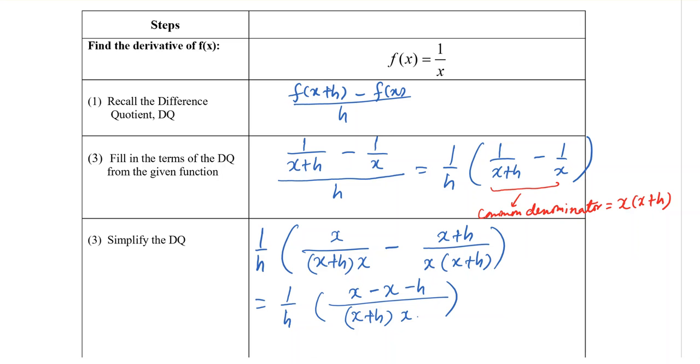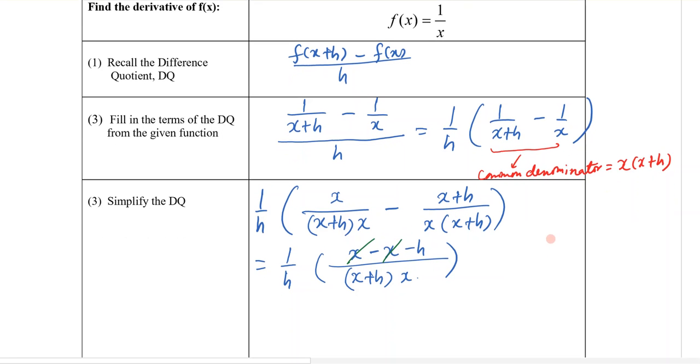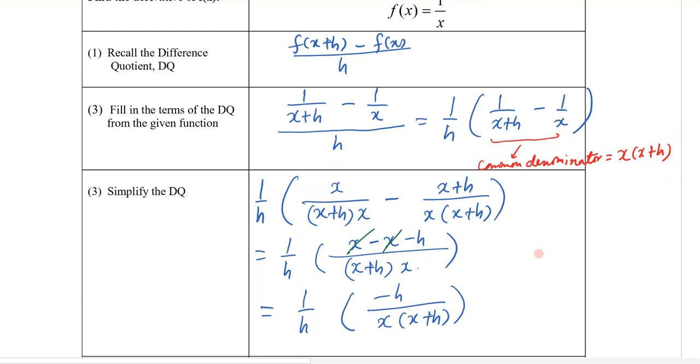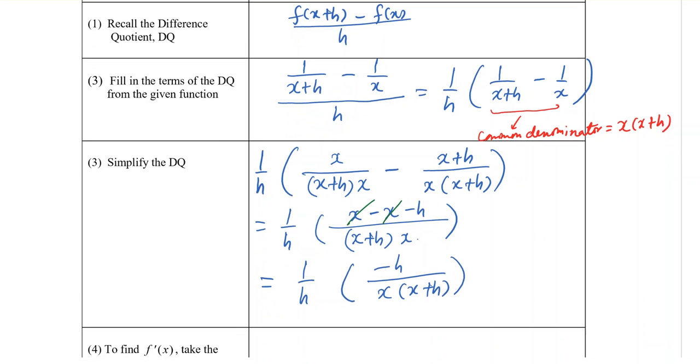In this case, x and x cancel, so we are left with negative h over h. On the top we have negative h, and then we have x plus h. Here h and h cancel, and in the end we get negative 1 over x plus h. So this is our simplified expression of the difference quotient.